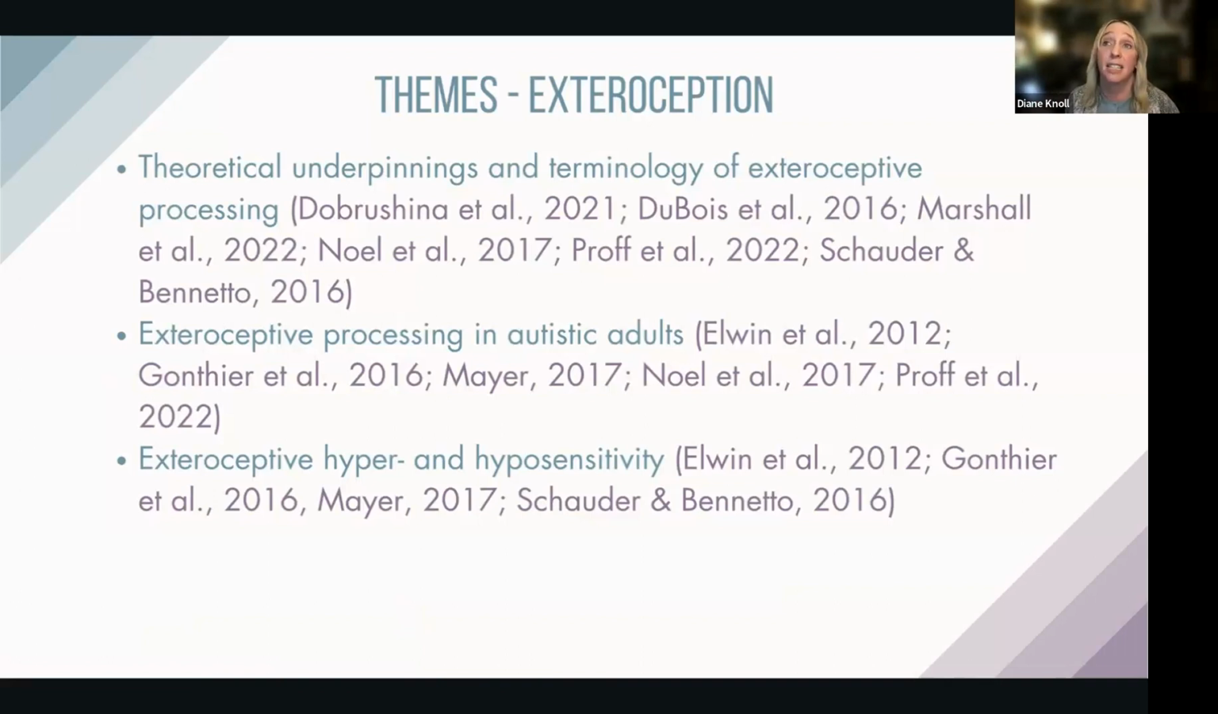And then a second common theory that came up was Dunn's model of sensory processing. And actually, Dunn's model was the most commonly referenced in all the articles that I reviewed. And then, exteroceptive processing in autistic adults: I wanted to know exactly what was out there. So again, a lot of studies out there about kids, fewer look at adults, but there was actually a full literature review on adults and their exteroceptive experiences.